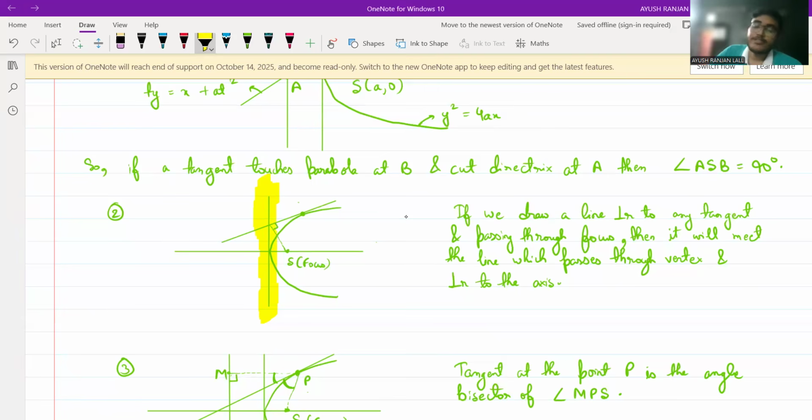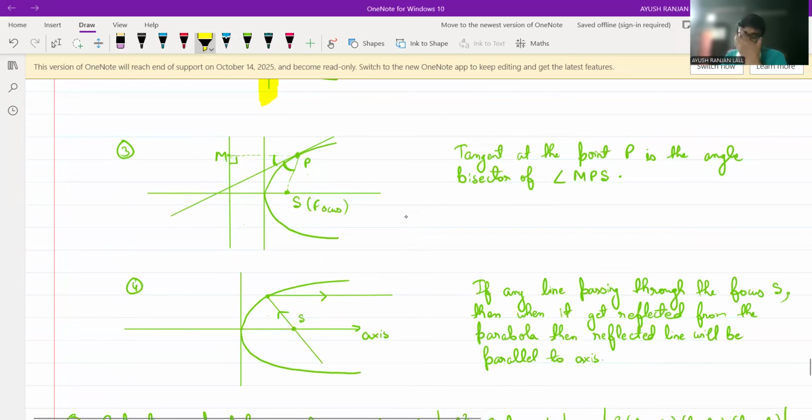Sorry for that. If you draw the foot of perpendicular from the focus to the tangent, the tangent and the foot of perpendicular will meet at a single point on the line which is perpendicular to the axis of symmetry and passes through the vertex. Okay, remember this.